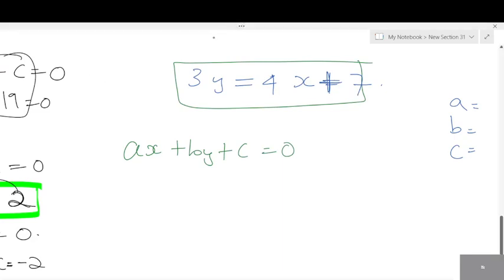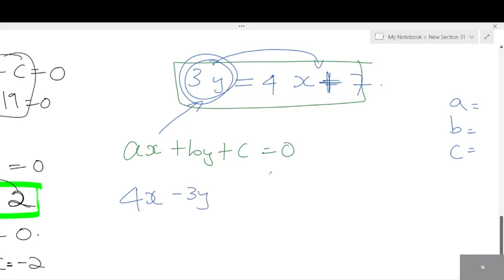Now arrange this in order, students. First, what should be written? You should have 4x. So this 4x is on the right hand side. Where will you shift this? It goes to the left hand side. And what's the equation you get? 3y stays as it is, plus 7 is equal to what? 0. Now compare and tell me the values of a, b and c.